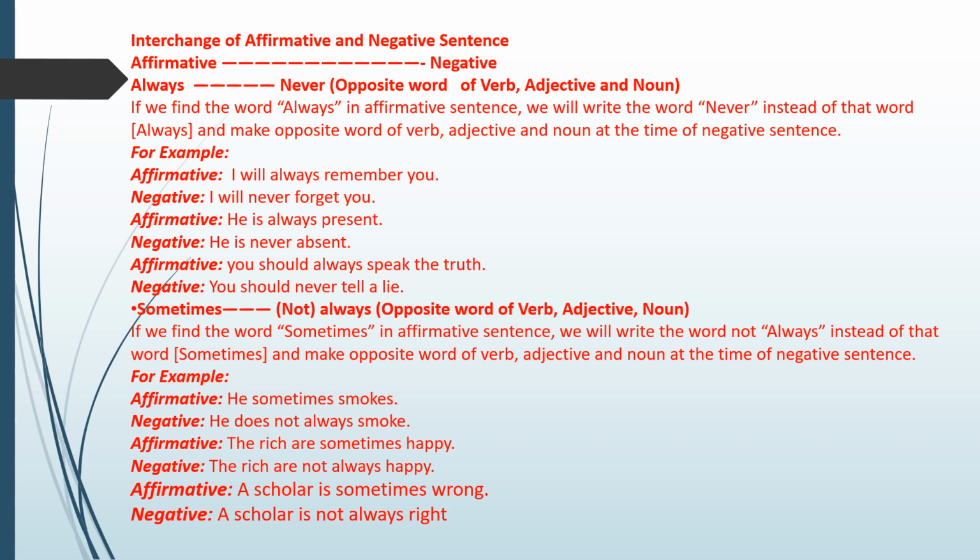An affirmative sentence gives us positive information. A negative sentence gives us negative information. A negative sentence must have any one of the following words in it, like no, not, nothing, never, nobody, no one, etc. An affirmative sentence and a negative sentence can also be an assertive sentence.